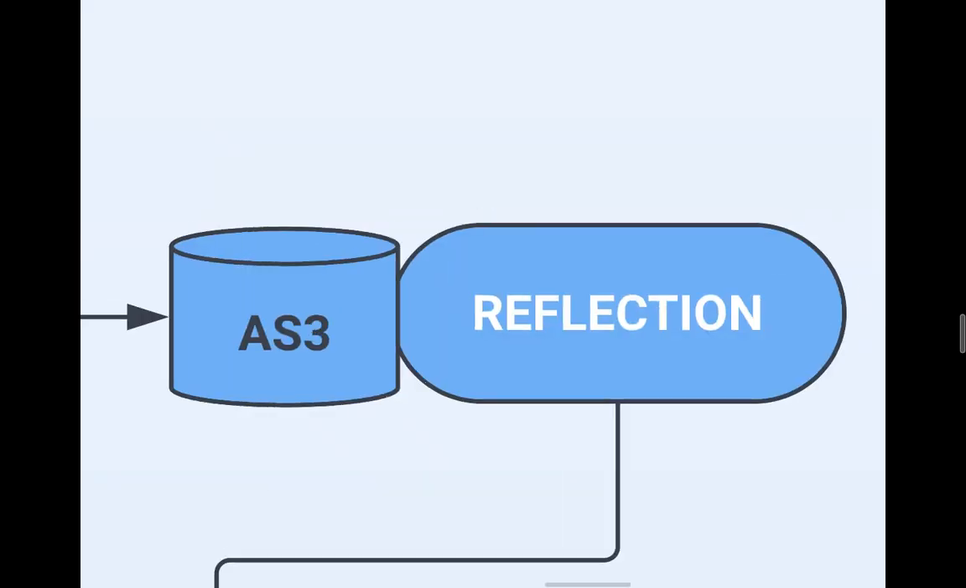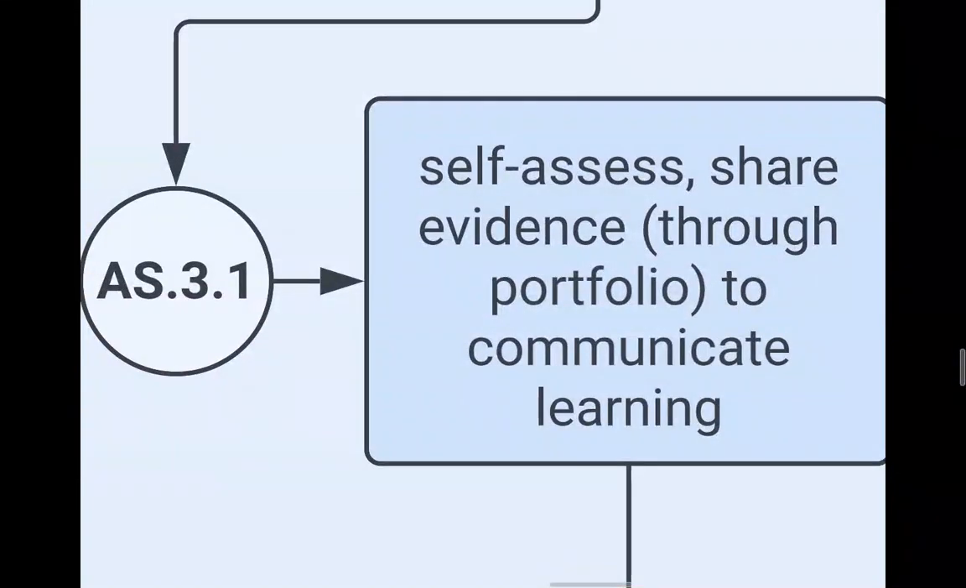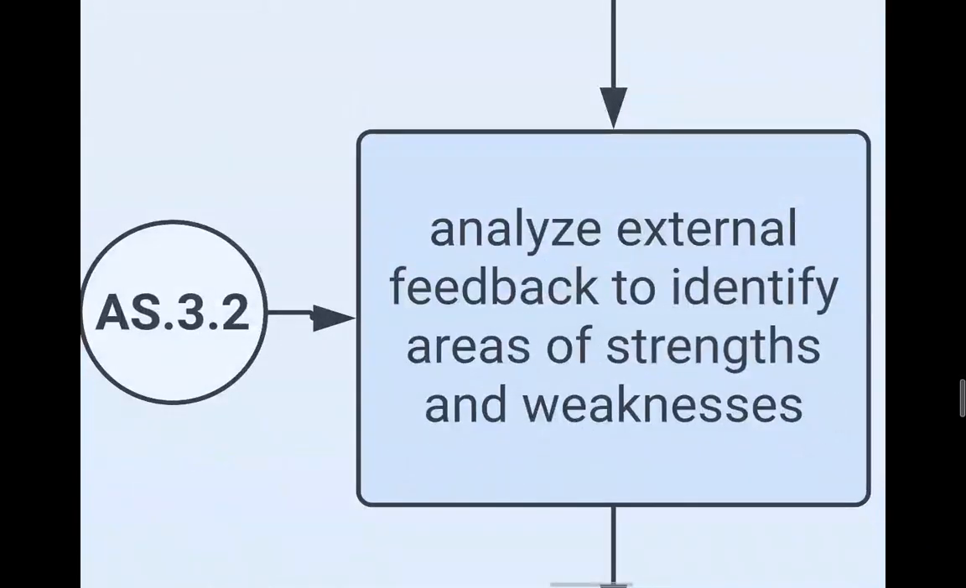Let's go to focal point 3, reflection. AS 3.1 says student can self-assess, share evidence through portfolio to communicate learning. This says through portfolio, but it's not necessarily just through portfolio, often through portfolio. AS 3.2 says students can analyze external feedback to identify areas of strength and weakness.